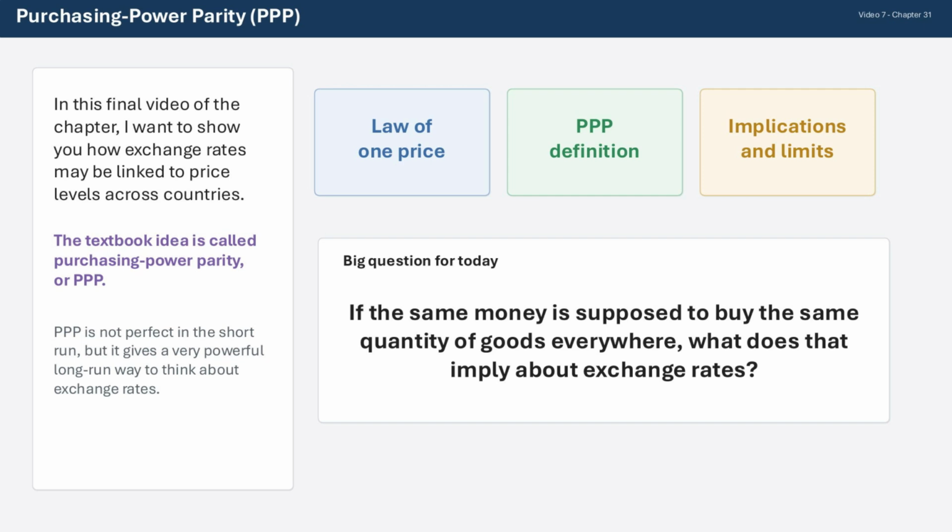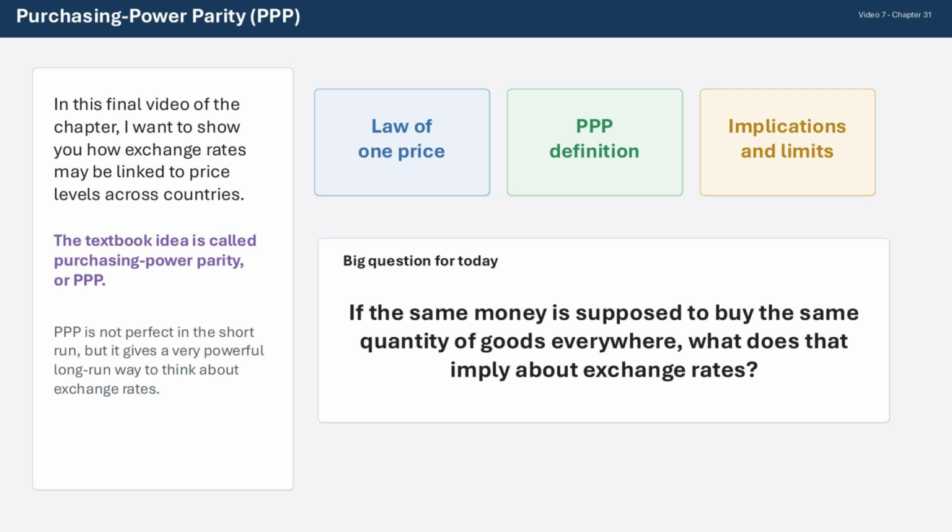It is about purchasing power. It is about what money can actually buy. In this chapter, I want to come back to PPP from a different angle. Now we are not using PPP mainly to compare living standards. Now we are using it to think about currencies, prices, and exchange rates. That is why this topic connects so nicely to what we did earlier. In both cases, the key question is the same. What can a unit of currency actually buy?